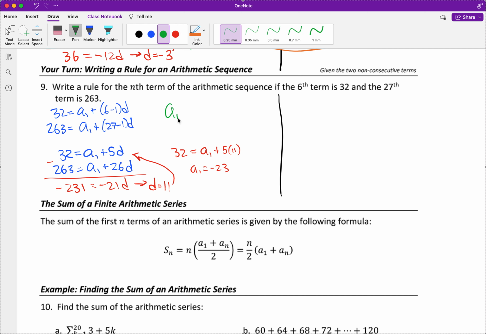So my rule, AN equals negative 23 plus n minus 1 times 11. And that's going to be my rule. Now again, if you want to treat this like it was a function, you would do 6 comma 32. So you write that as a point, and you would do 27 comma 263. And then you would find your slope, because we know that the common difference is the same as slope.